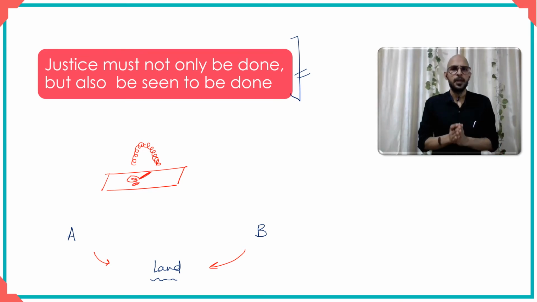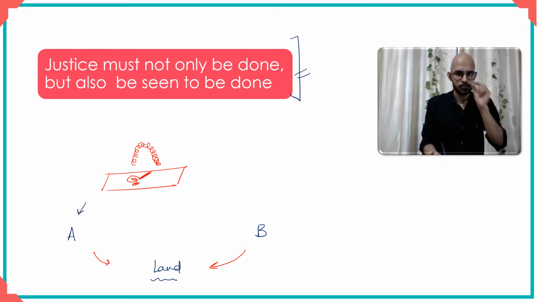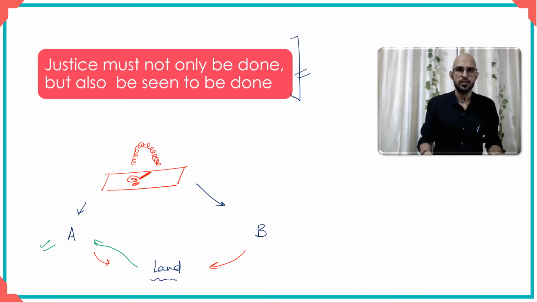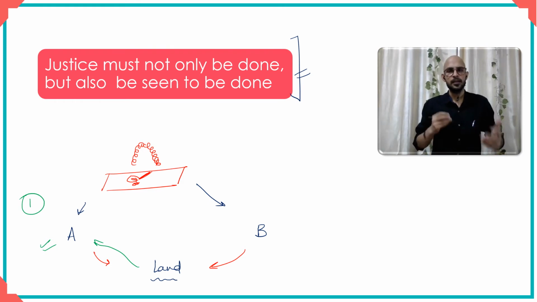Now, let us say what the judge does is that the judge has a good look at A. He looks at A closely, then he looks at B closely from his table. Okay, takes 10 minutes and then decides that the land belongs to A. So he says, okay, A, the land belongs to you. This was the first way in which he settled the matter.